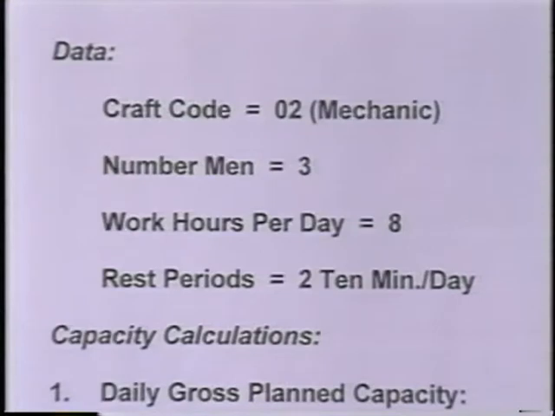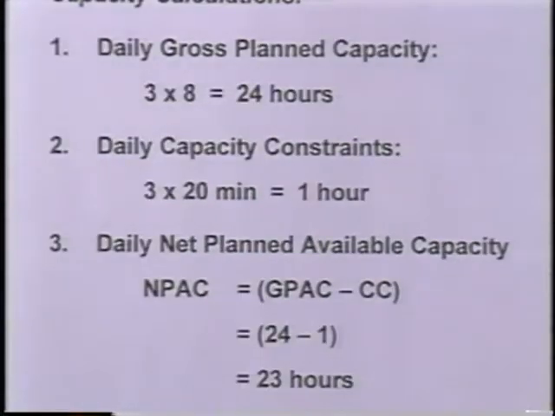We have a craft code 02, which is mechanic. We have 3 mechanics for this particular shift. We're working 8 hours per day. We have rest periods of 2 10-minute rest periods per day. So we're going to calculate the capacity requirements. Step number 1 is to get the gross payroll time. 3 employees times 8 hours per shift is equal to 24 hours.